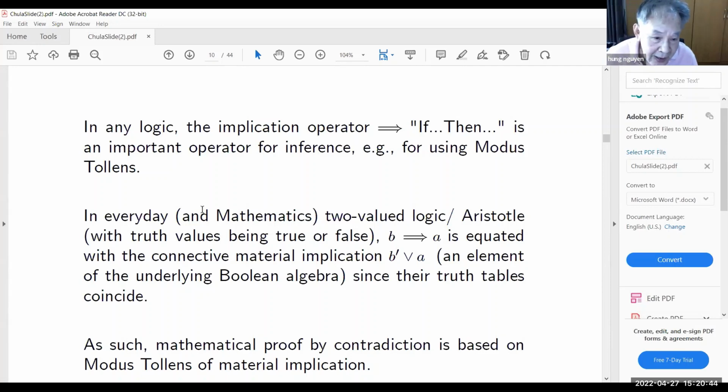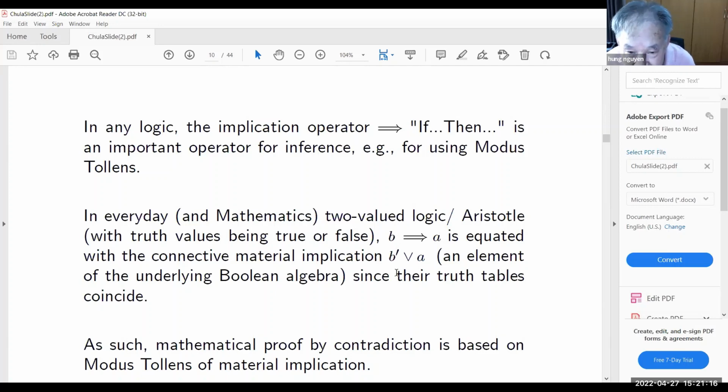Okay. In everyday mathematics, two-value logic from Aristotle, the truth value is only true or false. An event B implies A. Think about event B, a function is differentiable, and A, the function is continuous. So if the function is differentiable, then it implies that the function is continuous. This is equated with a connective called a material implication.